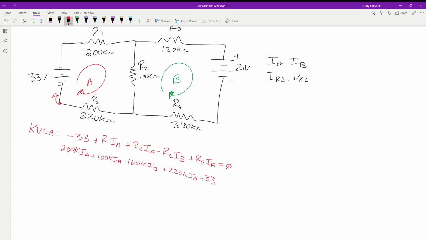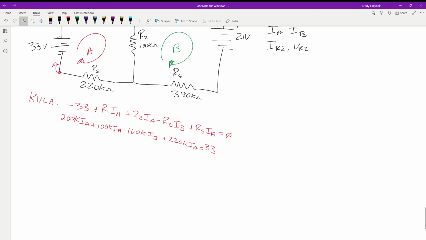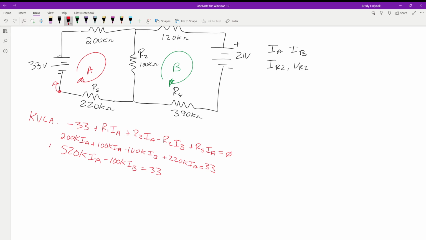Then we want to combine everything together. We've got 200K IA, 100K IA, and 220K IA. So 520K IA minus 100K IB is equal to 33. So this is our first equation.